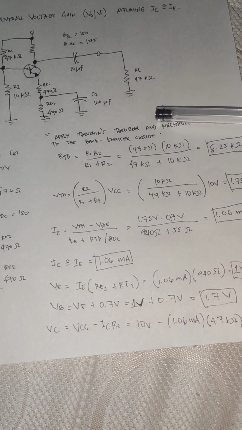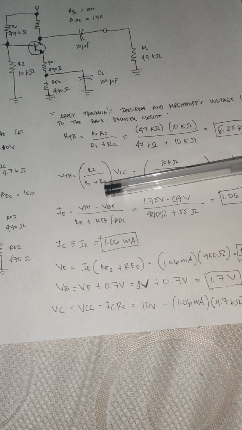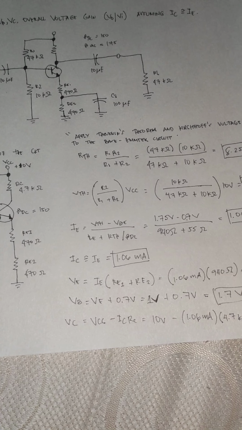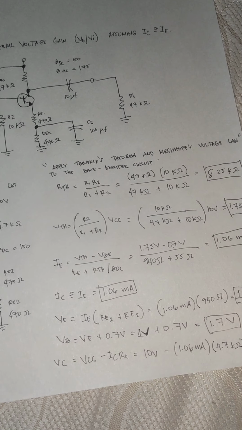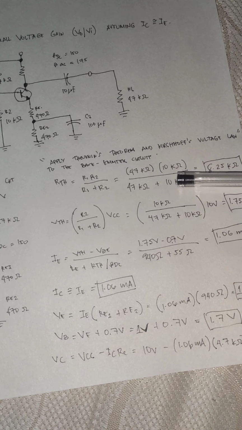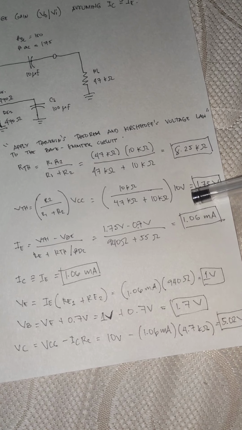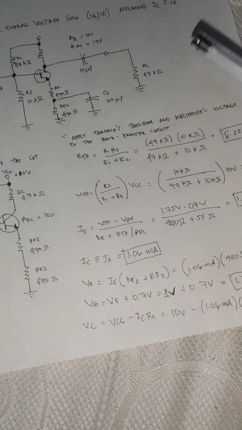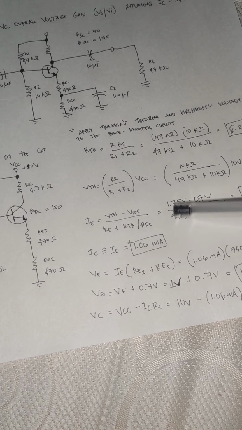So, nakuha na ko yung value nila, pwede na ako i-solve si IE, which is ang iyang formula. IE is VTH minus VBE over RE plus RTH over BDC. Substitute value: 1.75 volts minus 0.7 volts over 940 ohms plus 55 ohms equals, i-calculate na ako, ang nigawas 1.06 milliamps. So, ang akong IC is equal to IE is equal to 1.06 milliamps.